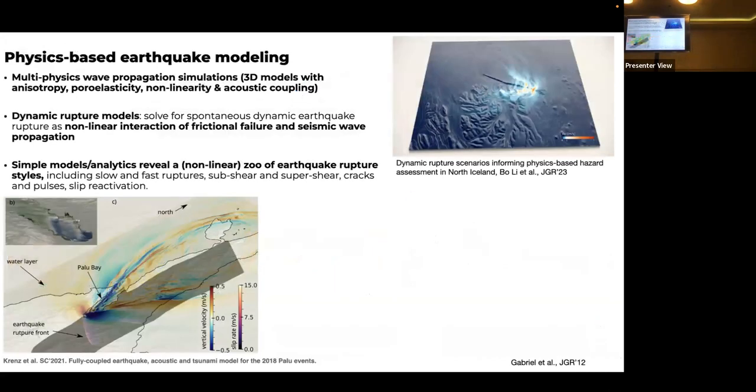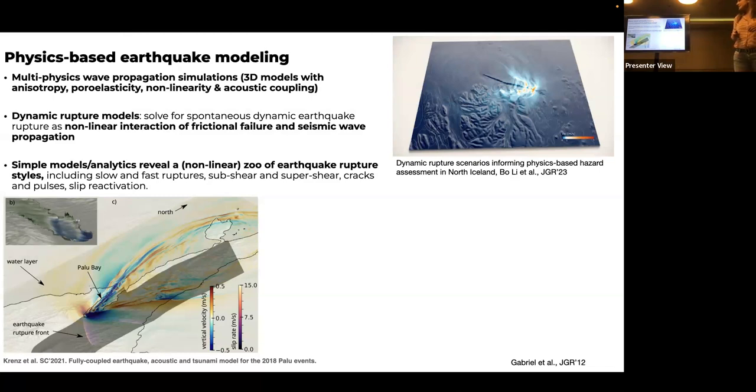Okay, super. All right, so what do I mean with physics-based earthquake modeling? It can mean two things, and I will talk about two aspects of that. The first thing is that we're really interested in getting more physics into the wave propagation part of these models. That can mean that we are interested in coupling effects of 3D topography with anisotropy, poroelasticity, and lately the conversion of acoustic and seismic waves.